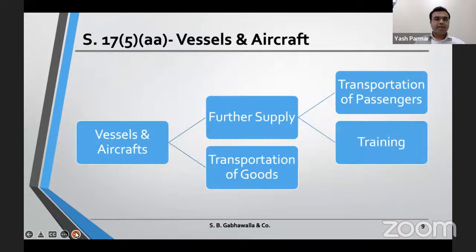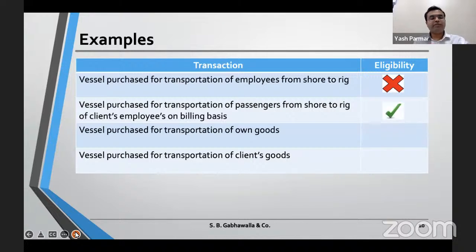The next is vessel purchased for transportation of own goods. Now, going back to this slide, if you see over here in the second exception, there is no requirement of further taxable supply. You will see that vessels and aircraft for transportation of goods is the exception. So for transportation of goods, there is no requirement that it should be for further taxable supply of transportation of goods. And therefore, even if I am using a vessel for transportation of my own goods, ITC will be allowed. Vessel purchased for transportation of client's goods. Again, in this particular case, because of the exceptions, ITC can be claimed by me.